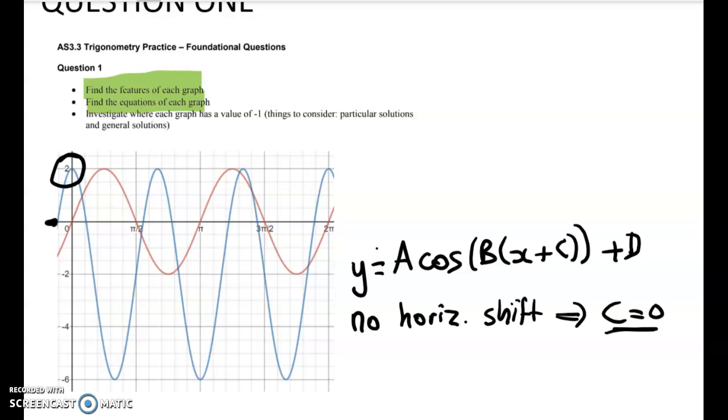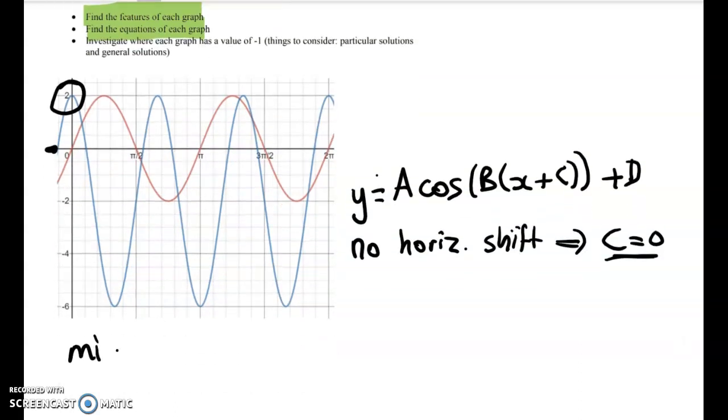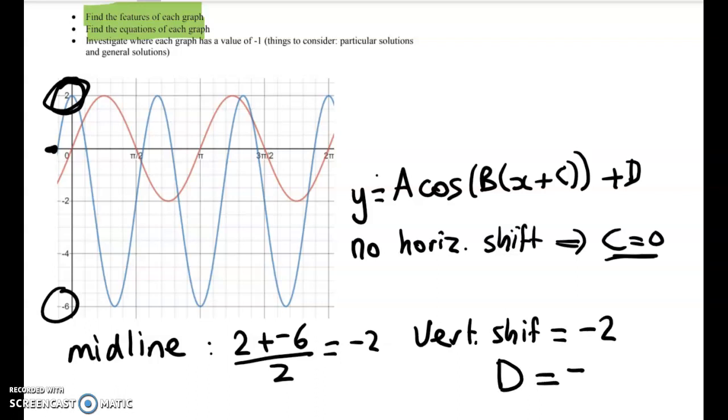The next thing that I always do is look at the vertical shift, and for that we need to find the midline. Now you can see it, but if you suddenly have your brain freeze over, let's just have a nice mechanical way to figure out the midline. Well, I've got my high point here of 2 and my low point of -6. So 2 plus -6 divided by 2 gives me -2. That means that my cosine graph has been shifted down 2 units. So d is equal to -2.